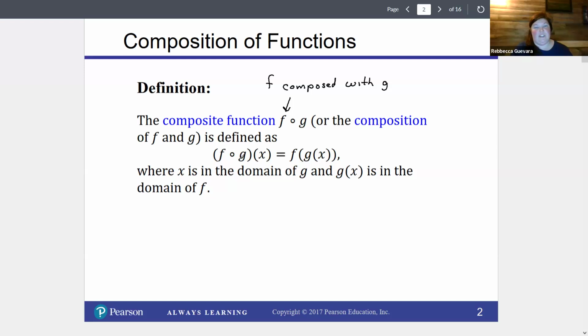So we're going to have the composition f of g of x, where x is in the domain of g and g of x is in the domain of f. So we're saying that when we place that, x has to be in the domain of g. Then whatever comes out, your g of x, that also has to be in the domain of f. If that's not true, then this x cannot be in the domain of your composition.